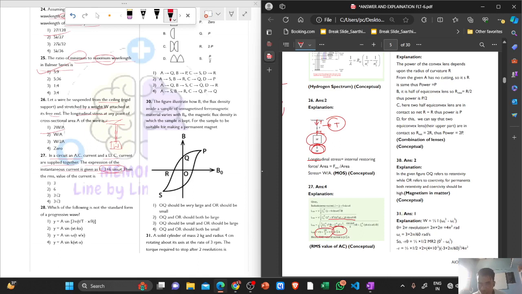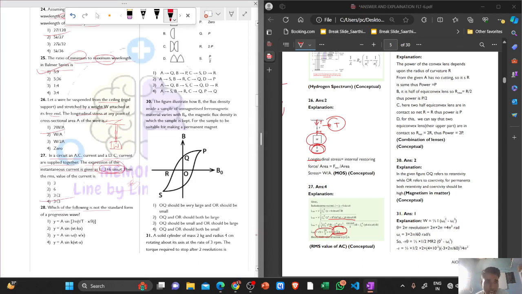When you square this quantity, a plus b whole square, you can expand it out, then take the average of it, and then take the root of the final expression. When you take the root of the final expression, it will come out to be 3 root 3. Okay, now moving to the next question.